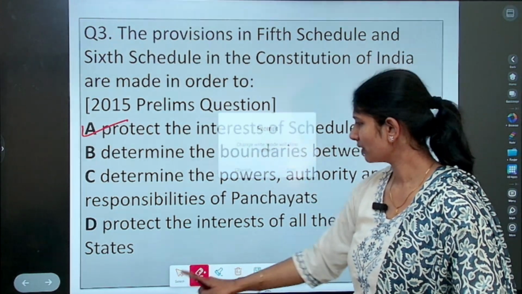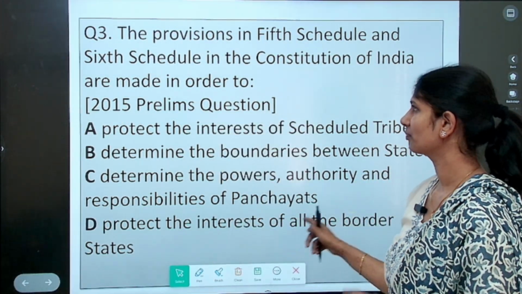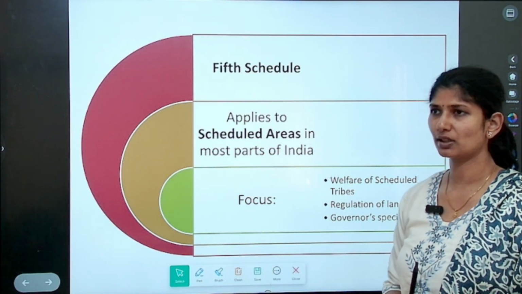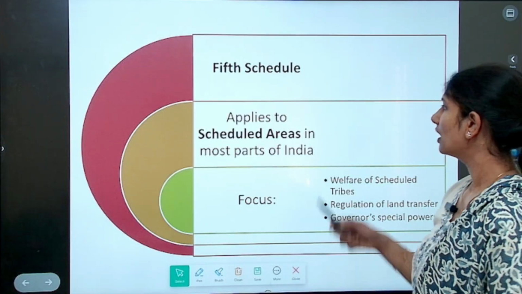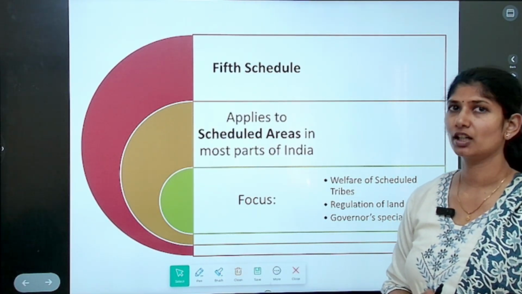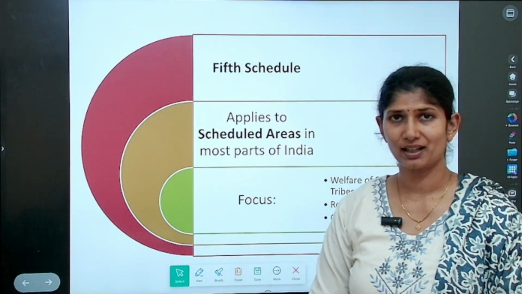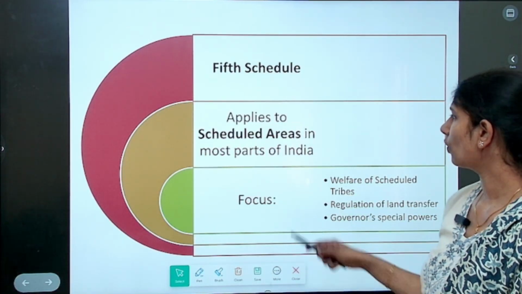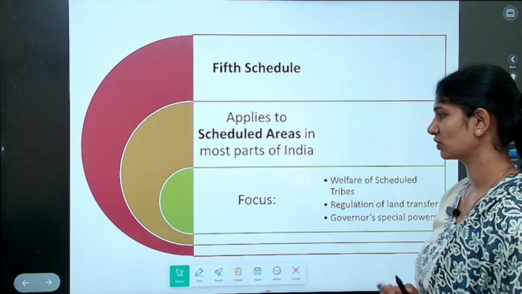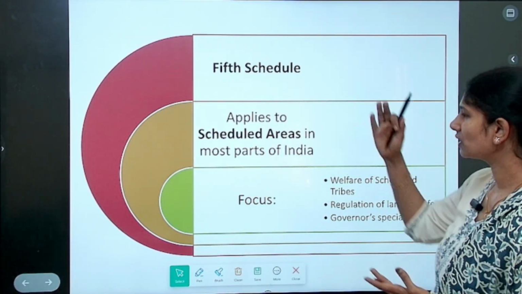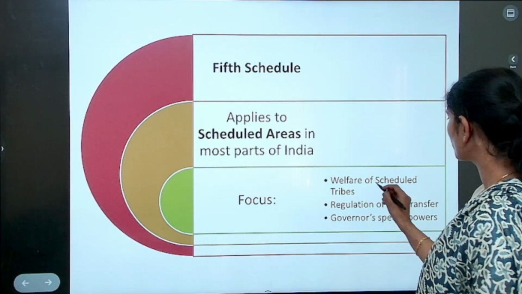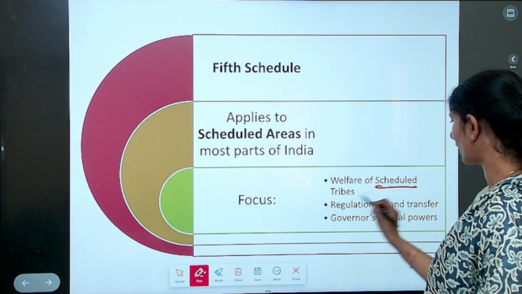Understanding? So now we have discussed the answer. Now let's see why exactly they are asking this question. Before that, what is 5th and 6th schedule? 5th schedule is applied to your schedule areas except your Mizoram, Assam, Tripura, Meghalaya, and it's applicable to all of the schedule areas in India, again except these 4 states. What is the focus of this 5th schedule? If you see, it is largely for your welfare of scheduled tribes.